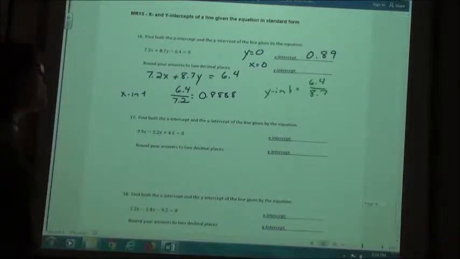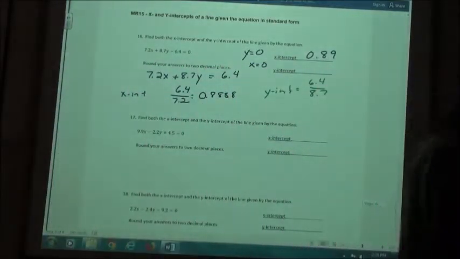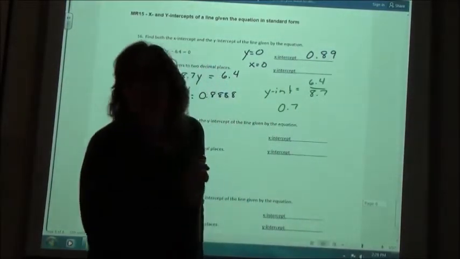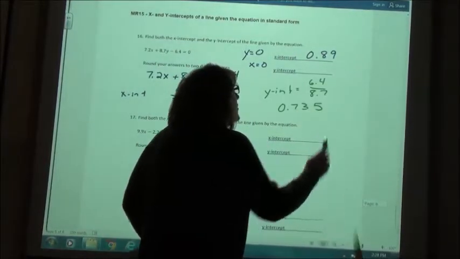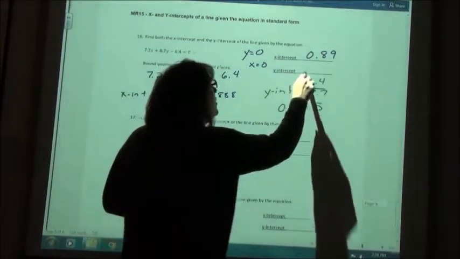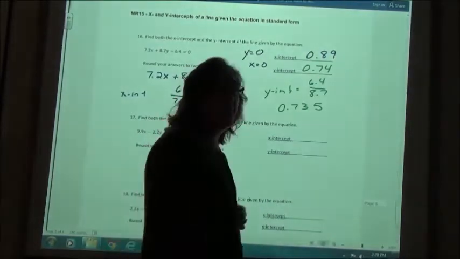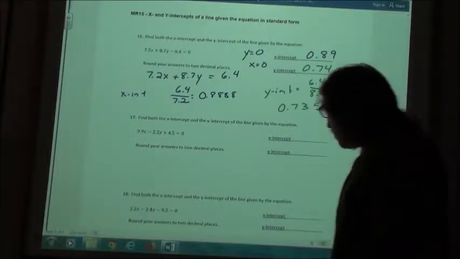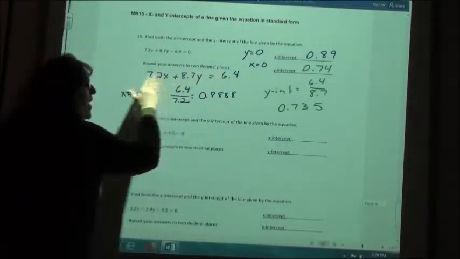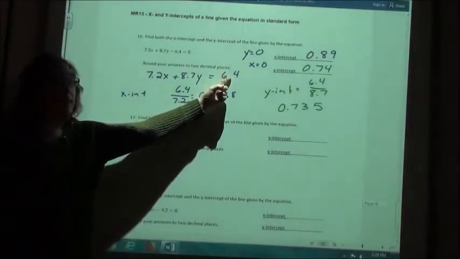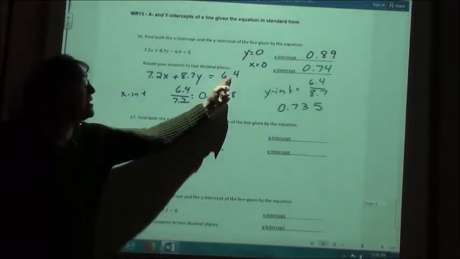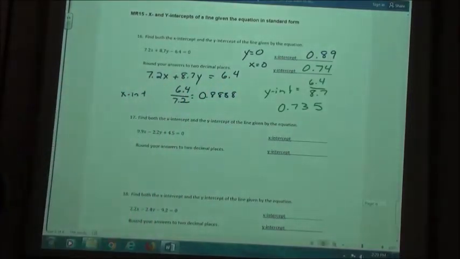If you divide 6.4 by 8.7 on your calculator, you get like 0.735. So if I round that off to 2 decimal places, I would use 0.74 then, because I have to round that one up, right? So a quick way of finding your x and y-intercept, once it's in standard form: your x-intercept, you're going to take the number divided by the coefficient of the x. My y-intercept, the number divided by the coefficient of the y. Unless you really want to put 0 in and all that fun stuff.